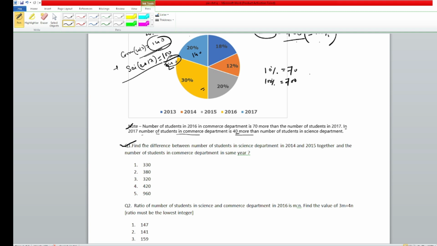It is question number 1. Find the difference between the number of students in the science department in 2014 and 15 together, and the number of students in the commerce department in the same years. Okay, so first let's find out the commerce department in 2014 and 15, and secondly science plus commerce in 2014 and 15. So commerce department 2014 and 15.